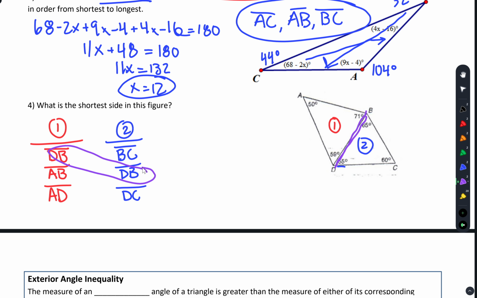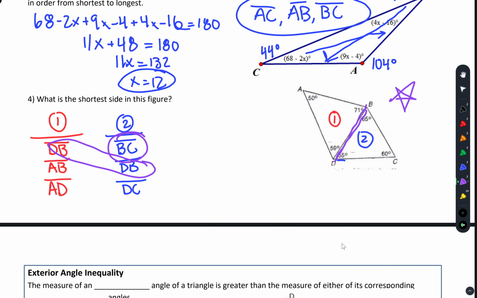It should be BC. I need you guys to star this, highlight it, do something, because I guarantee you're going to forget to do this and you're going to skip to saying that DB is the smallest side because it's across from the smallest angle. When you have two triangles, you have to list both lists of all the sides out. Does that make sense? Hopefully, maybe.